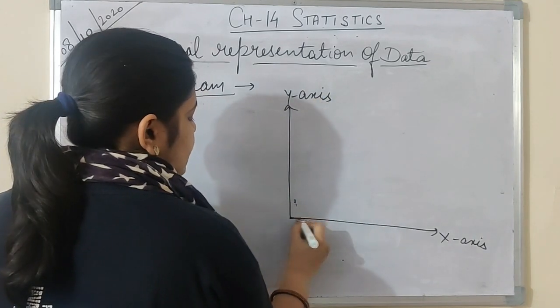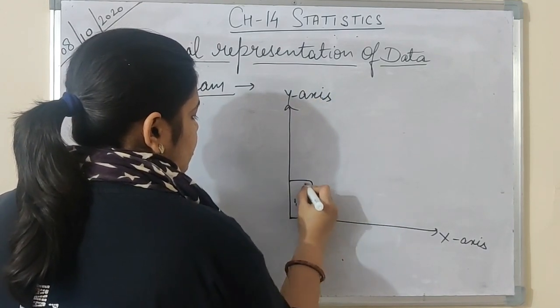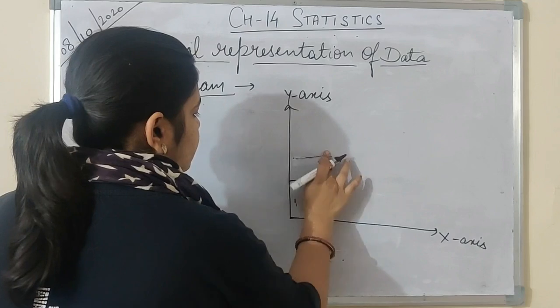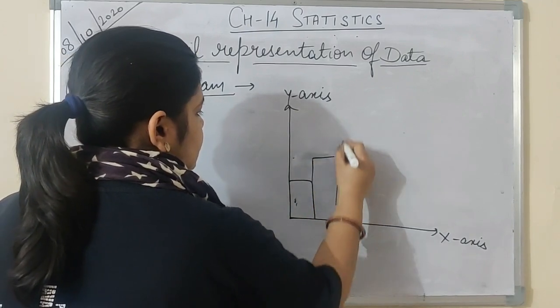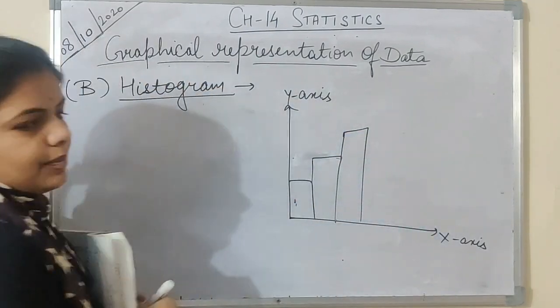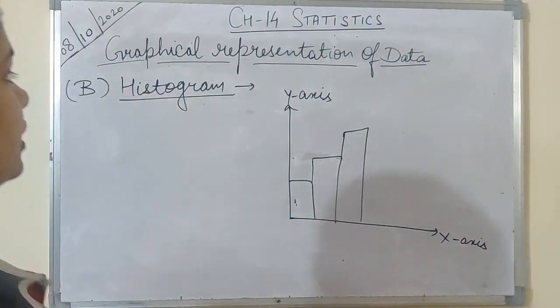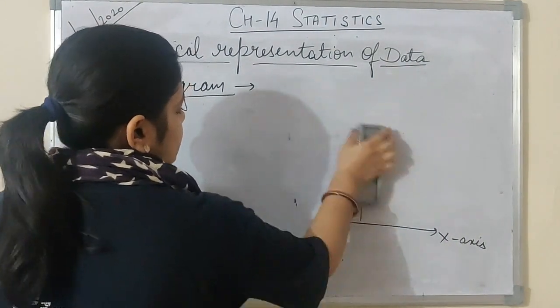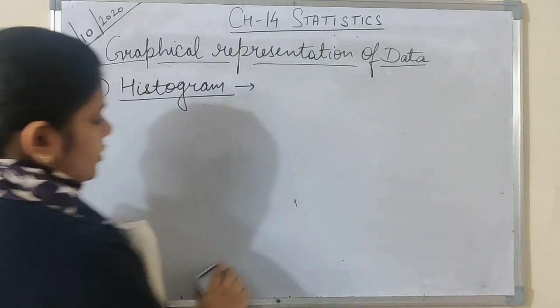Okay, there will be no spacing. There will be no gap. It can be formed like this, which means there will be no gap. Okay, I am giving you one example, because just like this you won't be able to understand.